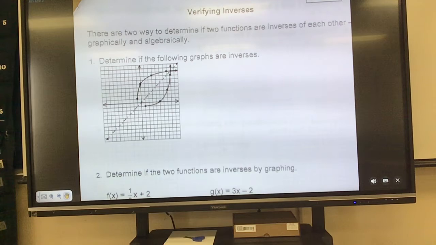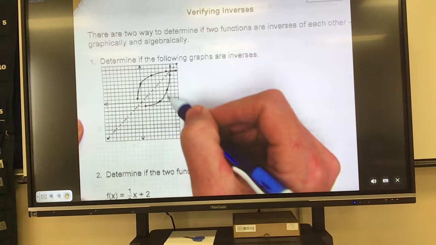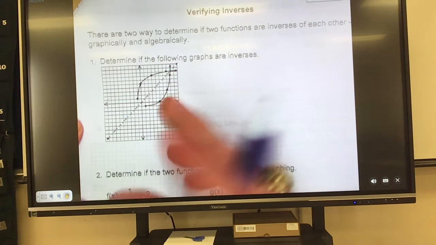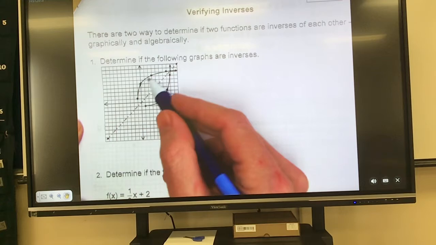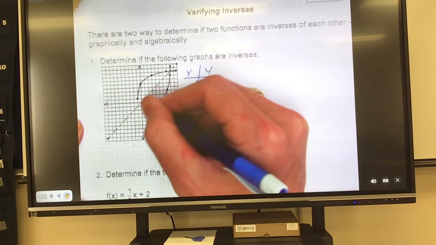And if we were given something like number one, where it's just two graphs, we can see that it's going to be a mirror image across y equals x, the dotted line here. But we can also use points to go in reverse and make tables. So if I made a table of this one for the points that are given with the dots, an x, y, in order for it to be an inverse, these would have to be just the opposite.